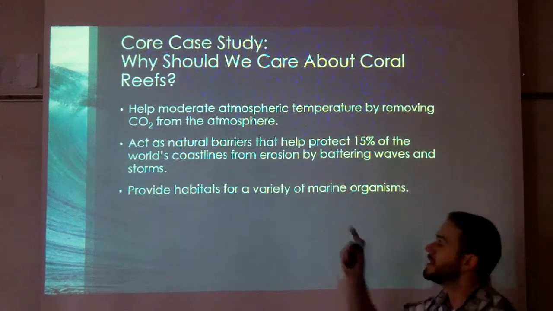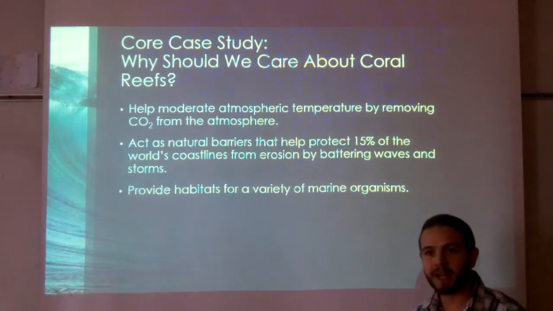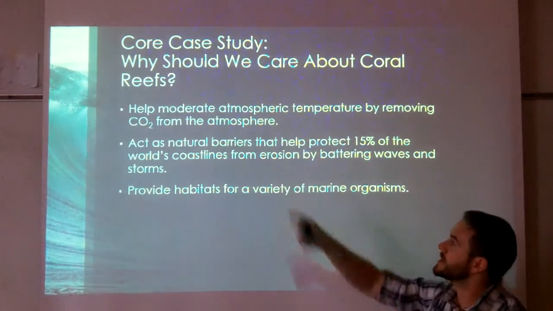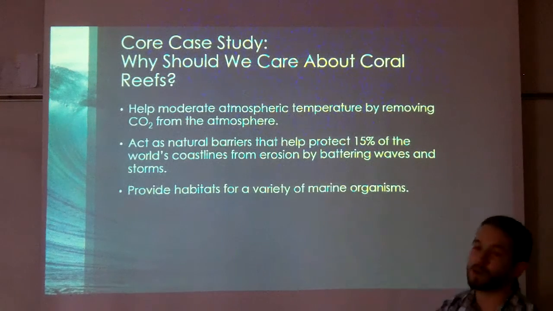So why are they important? They house photosynthetic organisms. You need to take in carbon dioxide to make the sugar. So they remove CO2 from the atmosphere. They act as a natural barrier that protects the coastlines.